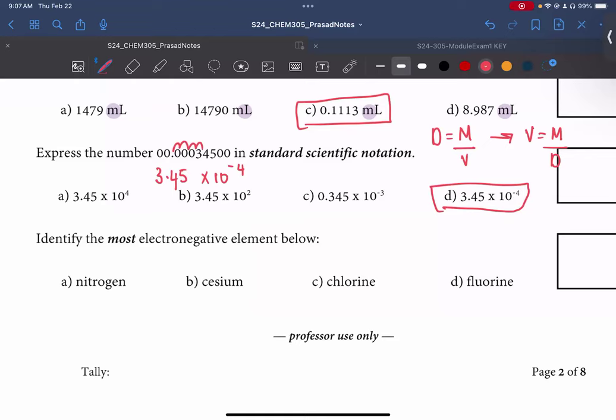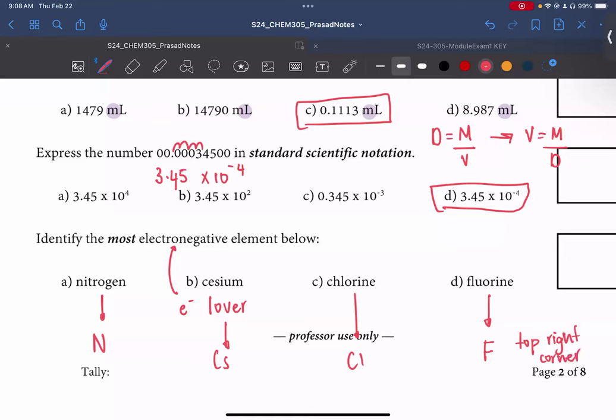Identify the most electronegative element below. Electronegativity can be described as how much an element loves electrons. So basically, I'm asking you, of these options here, which one of them loves electrons the most? Looking at the individual forms, nitrogen, cesium, chlorine, and fluorine as well, if you look at the periodic table, fluorine will be the most electronegative as it's in the top right corner.